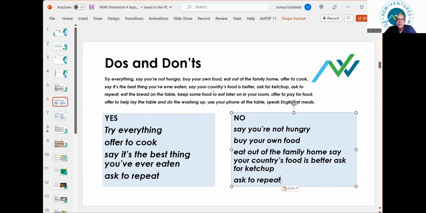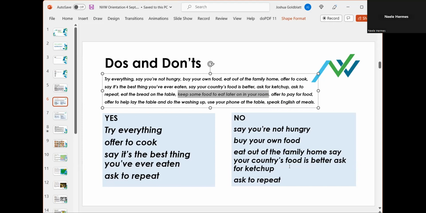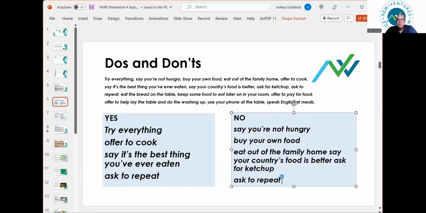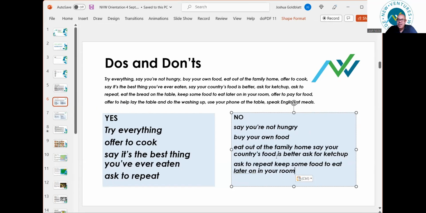Okay, fair enough. What about keeping some food to eat later in your room? So this is a good pizza, I'm going to keep some and take it to my room. What do you think, Nelly? Is that a good idea? I don't think so, no. It's not a good idea. They say, how strange. We always wonder, Spanish people don't eat between meals. Maybe because they have very large meals, okay?